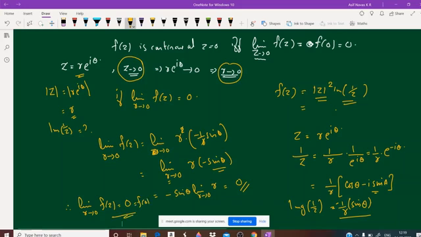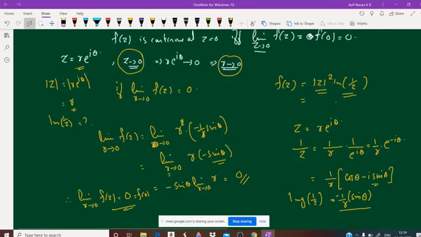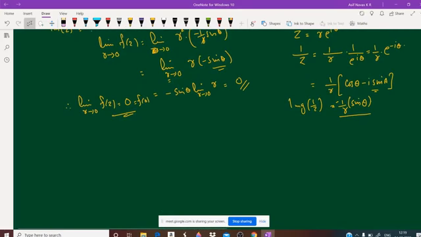So what we got is limit r tends to 0 of f of z equal to f of 0. Therefore, the function is continuous. So how to check continuity? We have to check whether limit r tends to 0 of f of z equals 0 or not. Here it is 0, therefore continuous at z equal to 0.